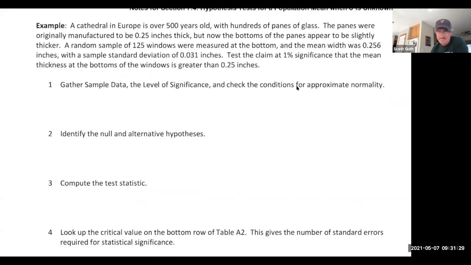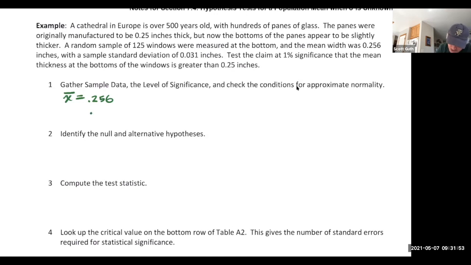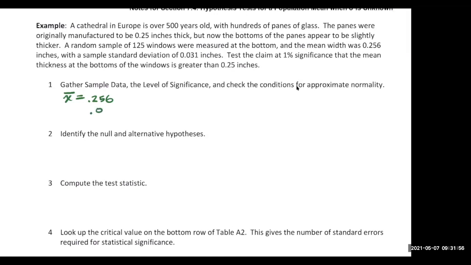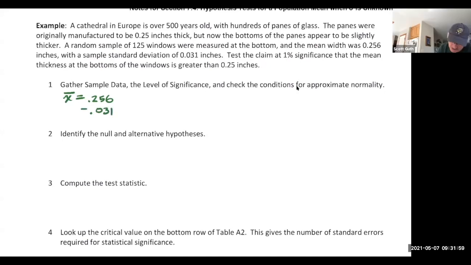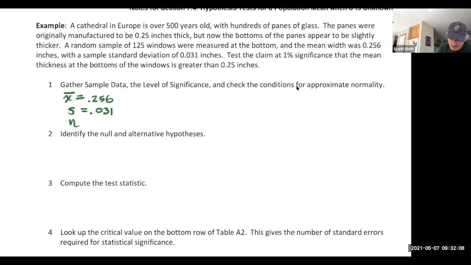Okay, so simple enough. Let's even find that sample mean. That's the 0.256. Does anybody see a standard deviation? Was it 0.031? Yeah, is that the population or sample standard deviation? That's the sample. And if it's a sample standard deviation, is it the Z distribution or the T distribution? The T? Good. You win the prize. So you've checked 125 windows.